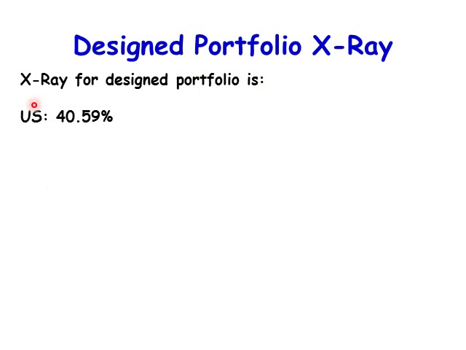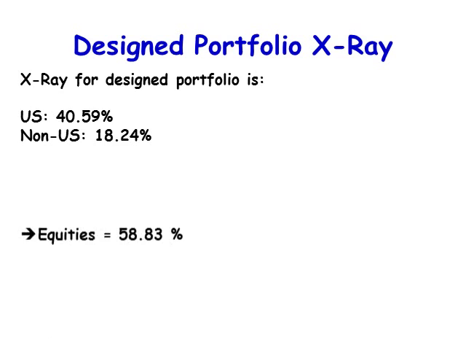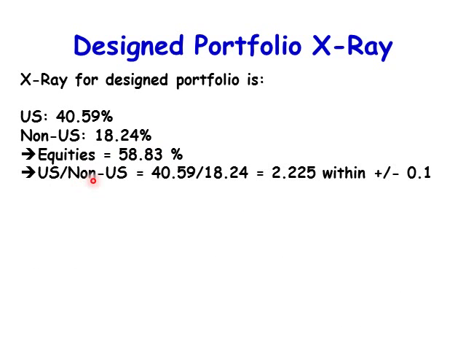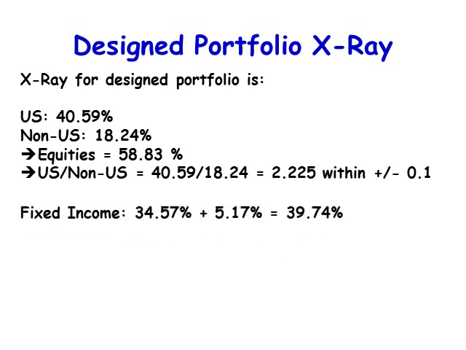Now we do an X-ray of this portfolio we just built. In the X-ray of the portfolio, US is 40.59%. We were looking for 42, so I got 40.59%. Non-US is 18.24%, and I was looking for 18%, and I got 18.24%. Equities are 58.83%. We were looking for 60%, so this is what I got, which is close enough. The US to non-US ratio is 2.225, which is within plus or minus 0.1 of the 70 to 30 ratio. Okay, let us continue from here.